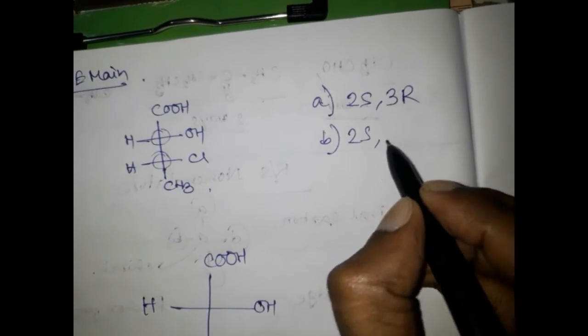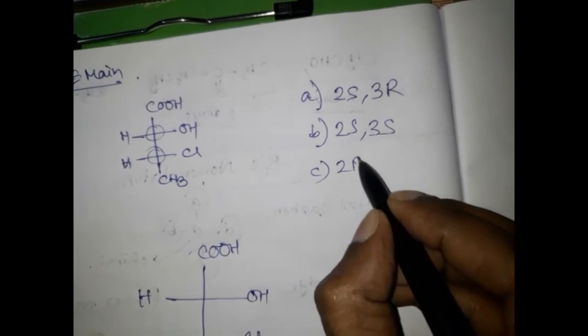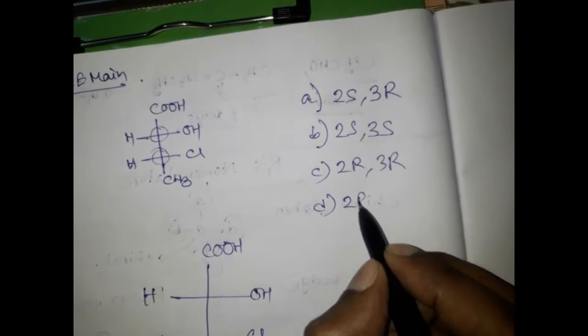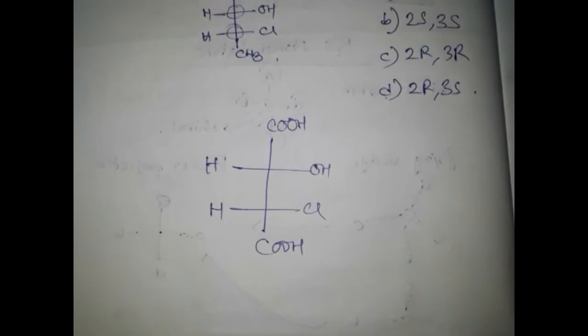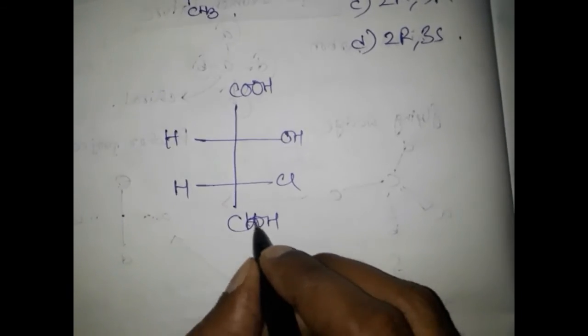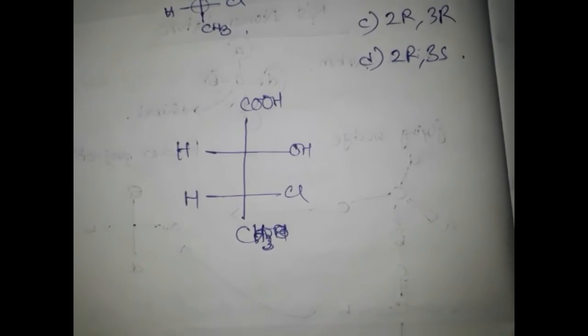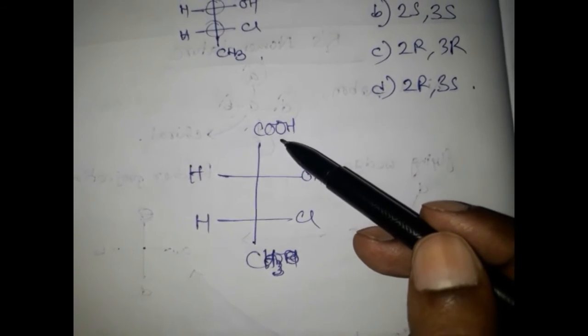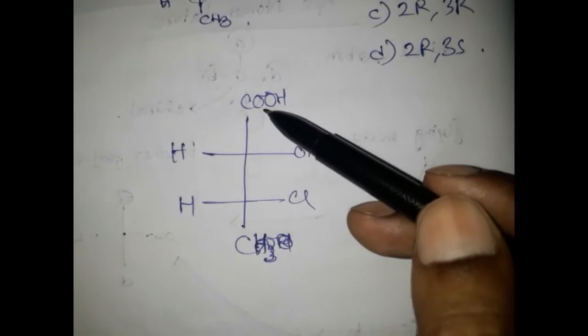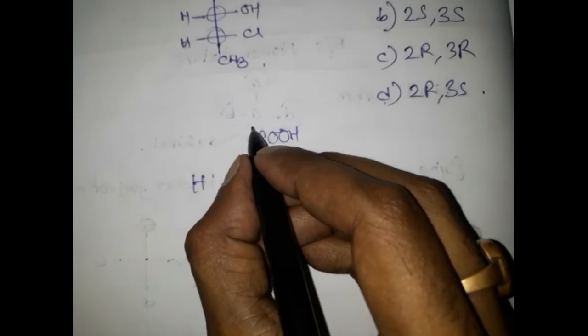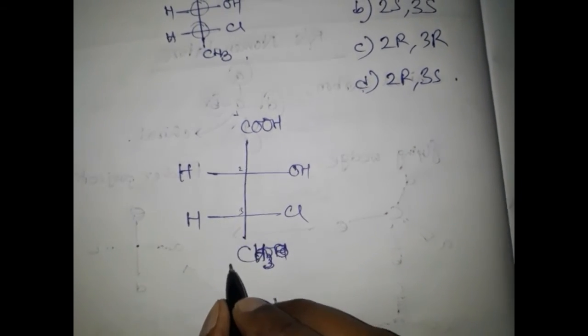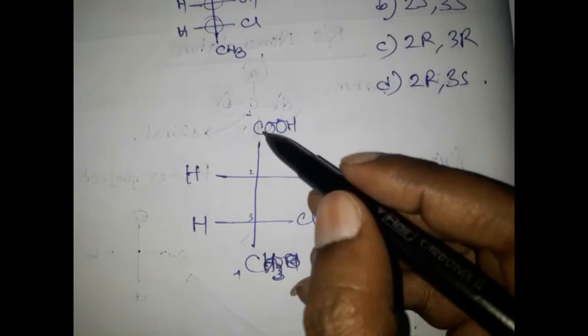Now they have given 4 options. The options are 2S 3R, 2S 3S, 2R 3R, 2R 3S. So we have to find out which carbon is number 2 and which carbon is number 3. COOH has the highest priority obviously, and it is the primary functional group. So this carbon will be number 1, this will be number 2, this will be number 3, and this will be number 4. So we have the main chain numbered.